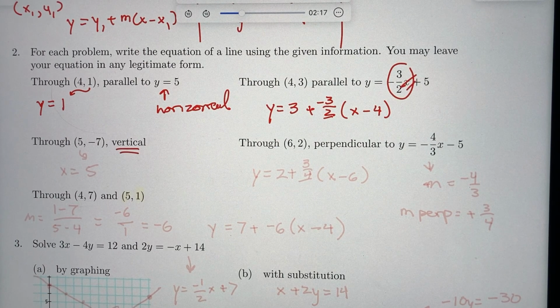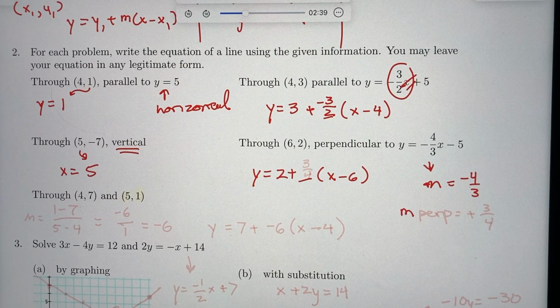If you're going to write an equation of a vertical line, you need x equals. What does x equal? Oh, look, x equals 5. That's a vertical line. Through 6, 2, you need to figure out what the slope is. The original slope is negative 4/3.